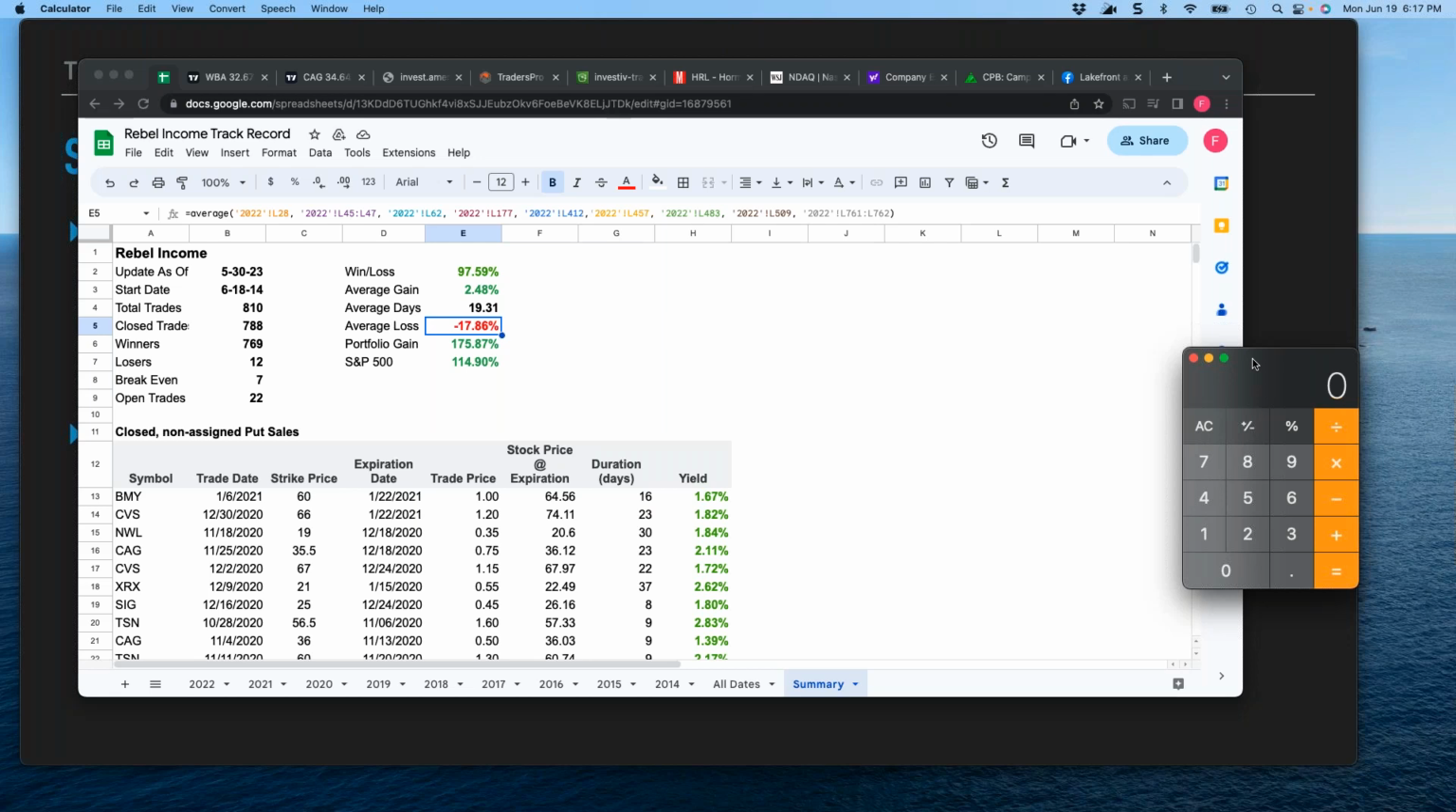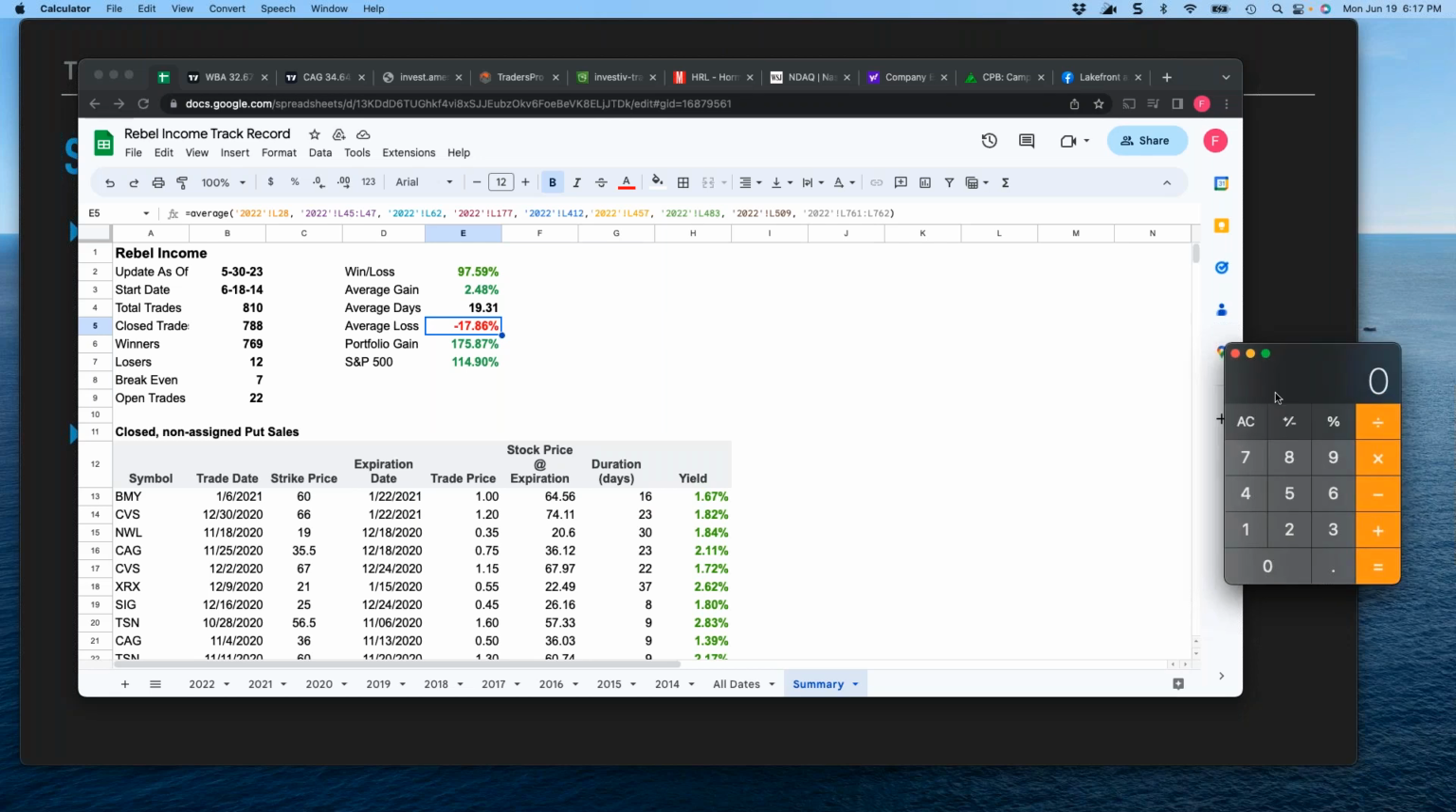Let's consider this. Well, let's just work on the basis of 100 trades, and I'll round my numbers down for purposes of simplicity. We'll assume that out of 100 trades, I'm going to place 97 winners with an average gain of 2.48%.